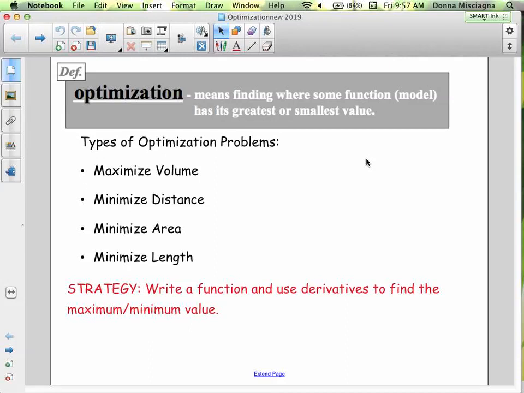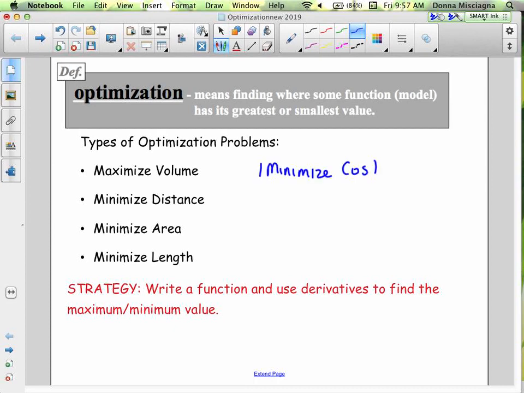All right, optimization means finding where some function model has its greatest or smallest value, where we want to make something the most or the least. All right, so types of optimization problems: maximum volume, minimize distance, minimize area, minimize length, minimize cost.